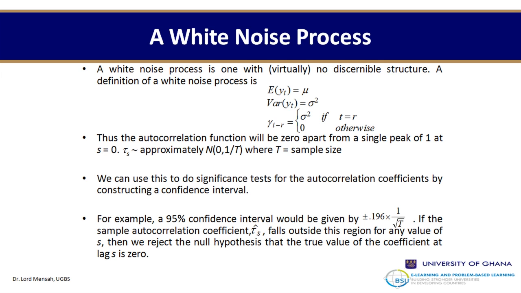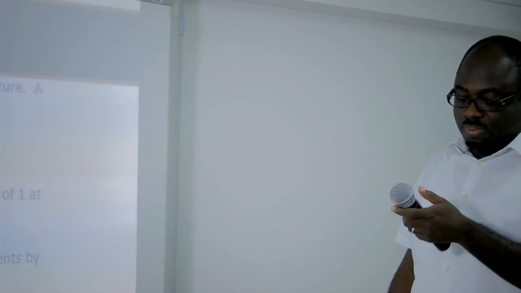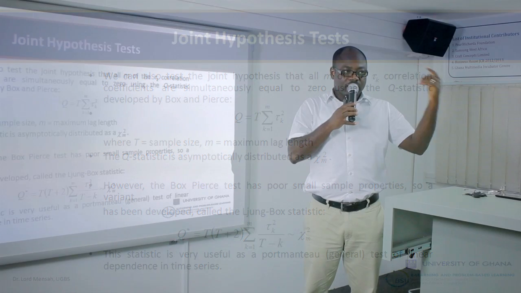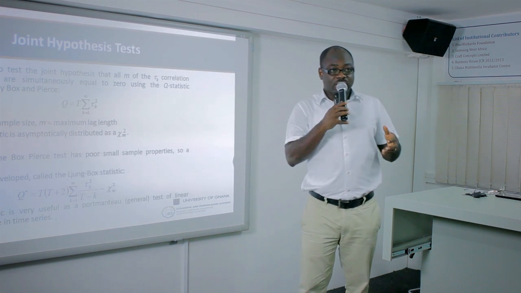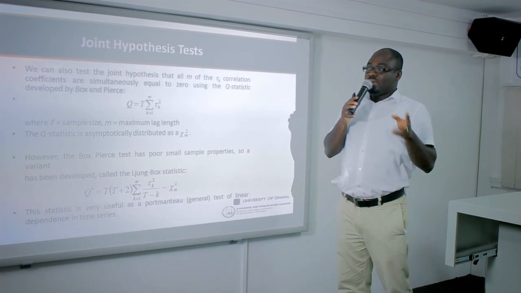In the end, all we are using here is the confidence interval approach, as we stated in the previous lecture series, to determine whether a variable is significant or not. We can also do a joint test on the autocorrelations. You have a series and its lags: the series has a relationship with its first lag, its second lag, its third lag. So you have several relationships. How do you test whether they are all significantly equal to zero?